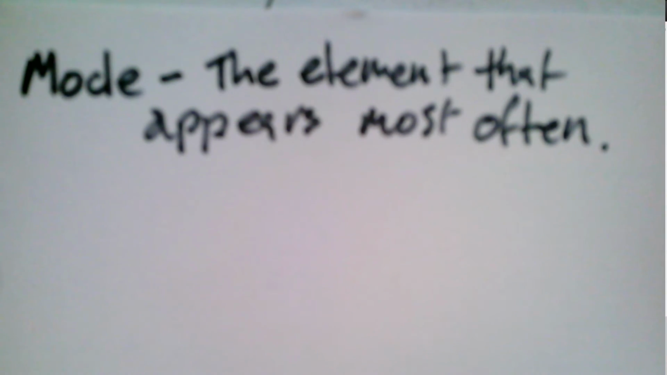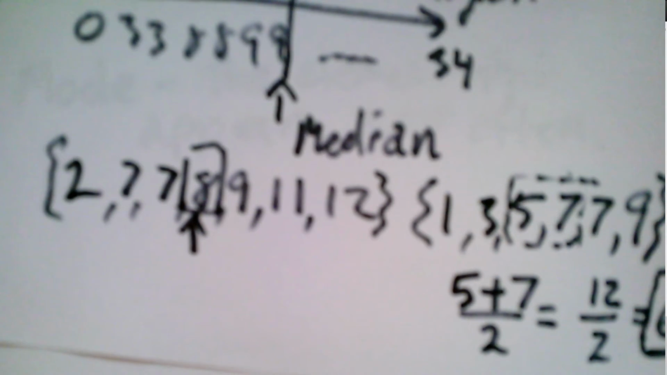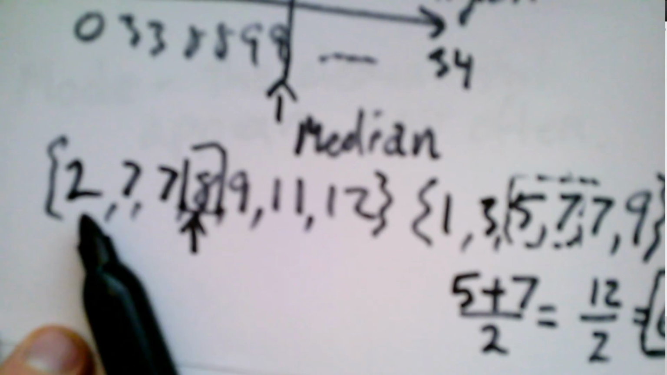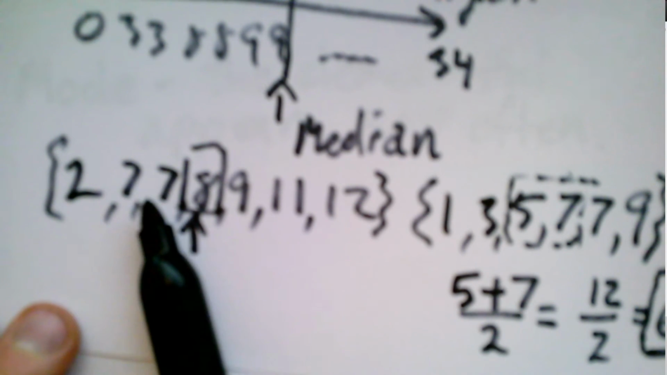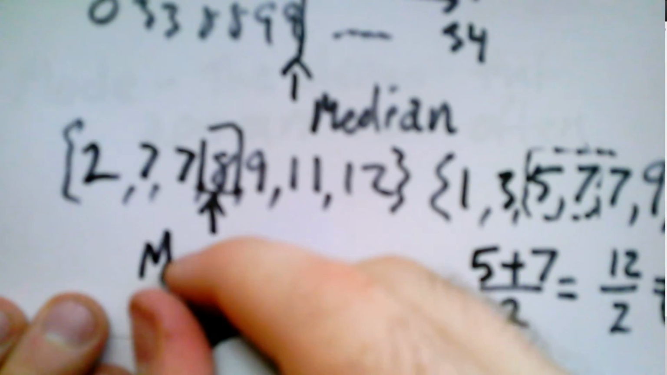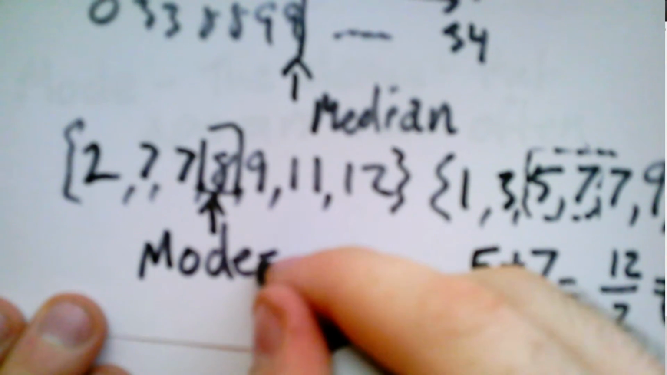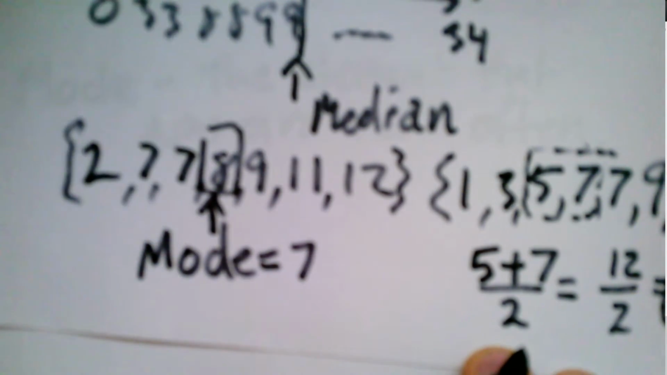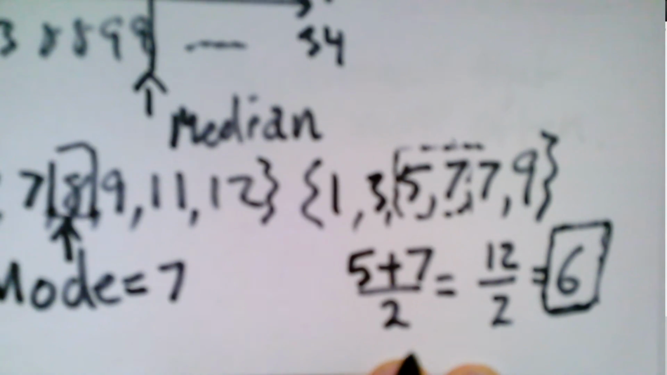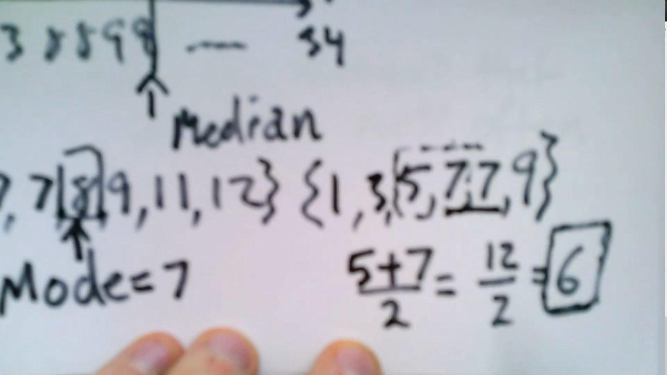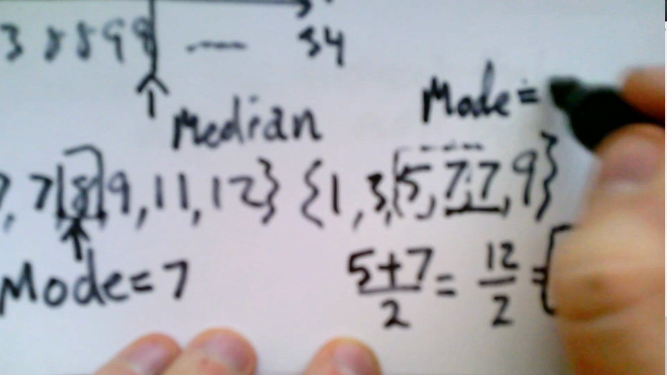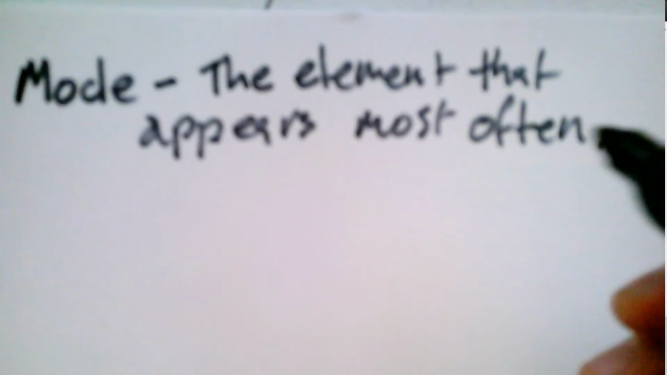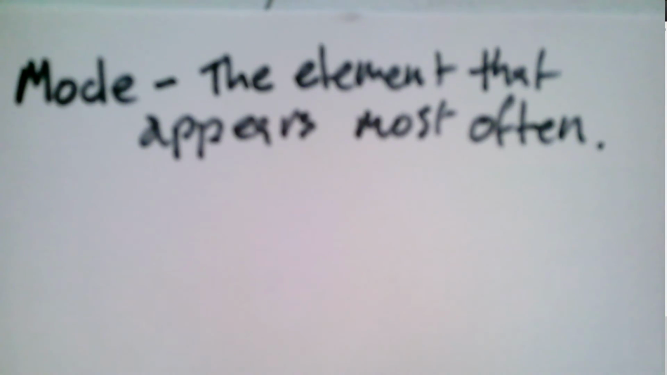Okay, so for example, in these two small sets, the mode of our first distribution is 7, because 7 occurs twice and everything else occurs once. And in the other small distribution, the mode is still 7, because 7 appears twice and everything else appears once. The mode doesn't have to be 7 on every set.